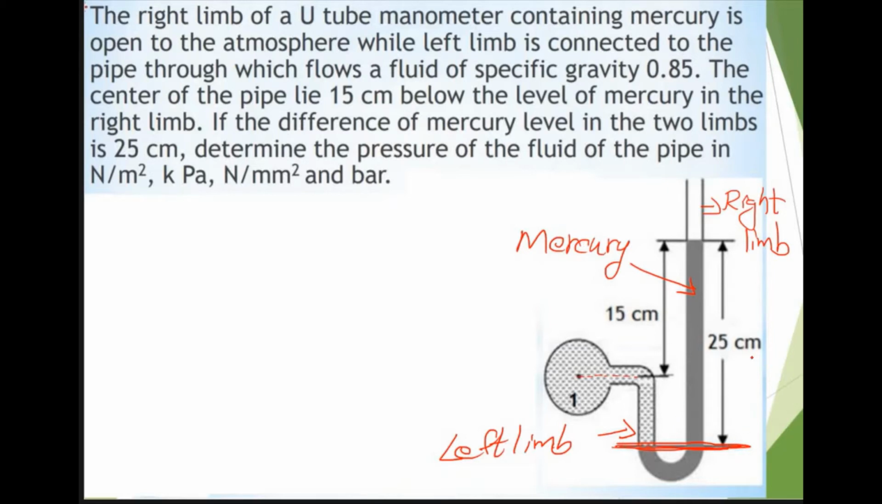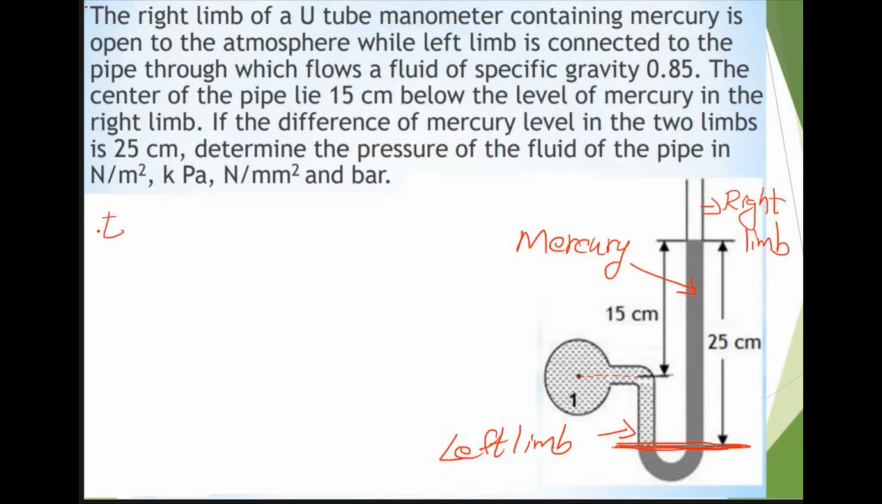Above the reference line there is a liquid column having 25 centimeter height. It is mentioned in the question itself that the center of the pipe lies 15 centimeter below the level of mercury in the right limb, and the difference of mercury level in the two limbs is 25 centimeter. These two dimensions, 15 centimeter and 25 centimeter, we can see in this figure. Now we have to determine the pressure of the fluid flowing through this pipe. For that, we will consider this reference line and equate the pressure above the reference line in the left limb as well as in the right limb.